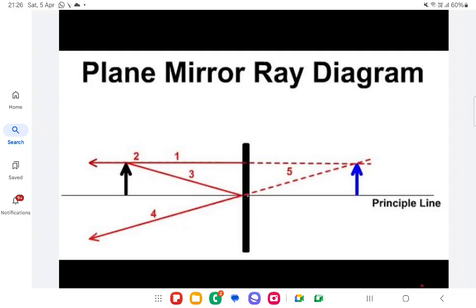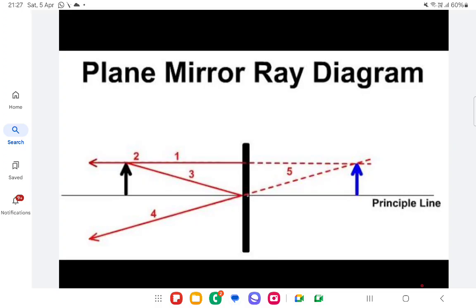And can you see 4 is appearing to come from a point there behind, and thus you get the height of the object to be the height of the image. So what are the properties? The height of the image and the height of the object are the same. The image will be laterally inverted, that is, left will appear on the right and right will appear on the left in the mirror. And the distance of the image behind the mirror will be equal to the distance of the object in front of the mirror.